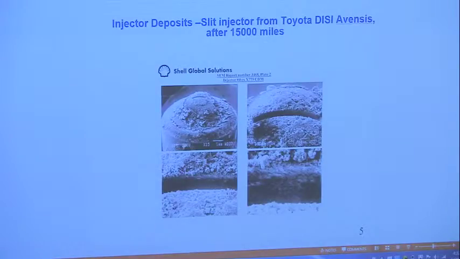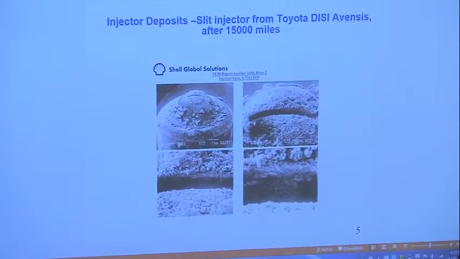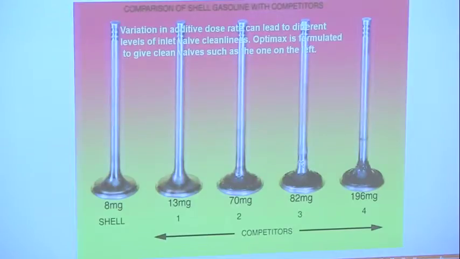injector. After 15,000 miles, this is how the injector looks. Deposits are formed outside and inside this slit, which is much more important because that's what affects fuel flow rates and so on. And you can see deposits forming in here. And here is an example of inlet valve deposits.